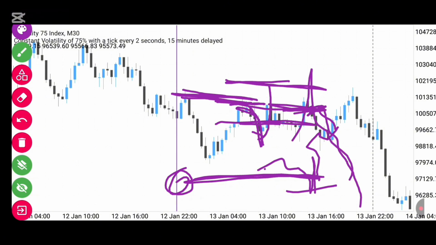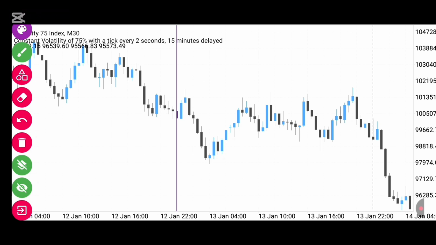Yes, you can also read the market. If I was trading this day, how does the market move? You can see this is the behavior of Volatility 75. Whenever it breaks this trend line, it comes to take these early sellers. Okay, note it down: early sellers.